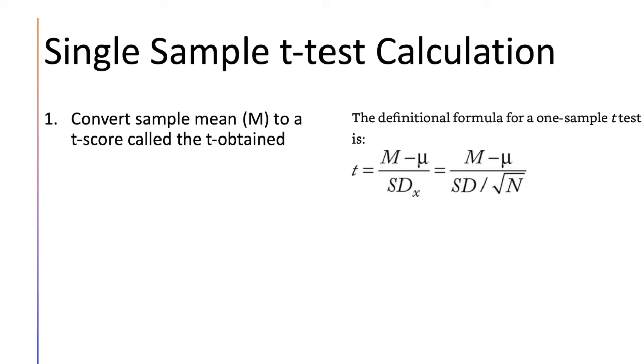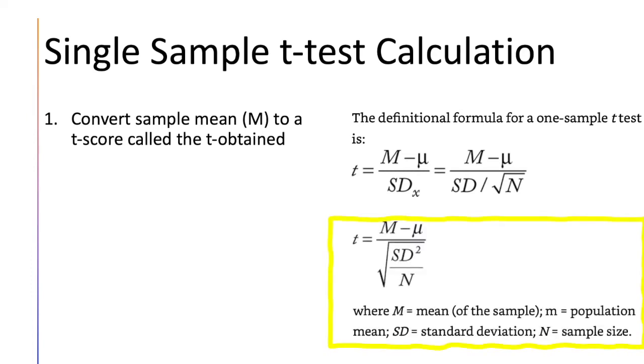This is not how I want you to calculate it. I want you to use what's called the computational formula, and that's this here. The sample mean minus the population mean divided by the square root of the standard deviation squared divided by n. That's how we're going to calculate the t obtained.